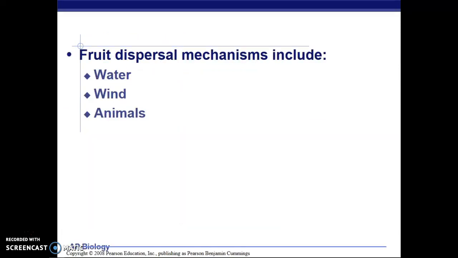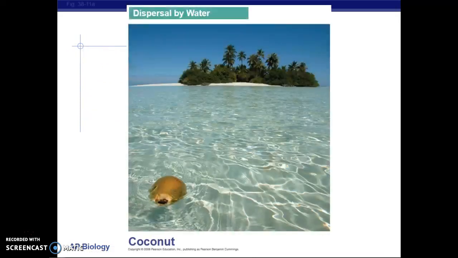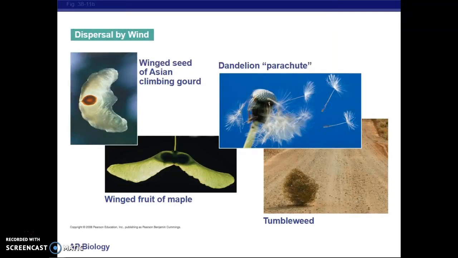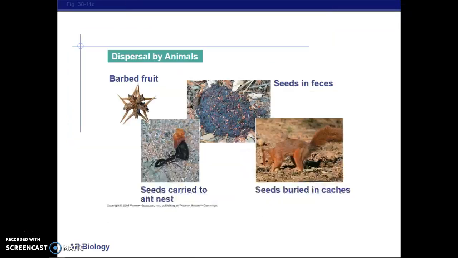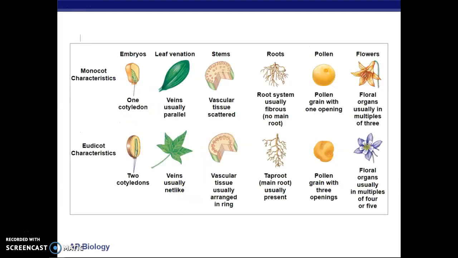Different dispersal mechanisms: water, wind, and animals. Dispersal by water, a great example would be a coconut. Dispersal by wind, a dandelion or maple. And dispersal by animals would be by eating the fruit and discarding the seeds, or in feces.